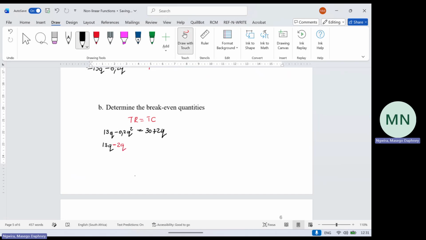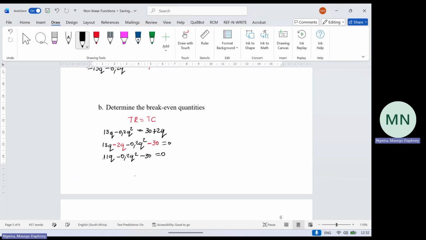And then I have minus 0,2q. If I write red, just know that something changed. This one is a 30, negative 30, then is equals to 0. And then now, like terms, I'm going to start with 13 minus 2, which is going to be 11q. And then we have negative 0,2q squared, and then minus 30q is equals to 0.